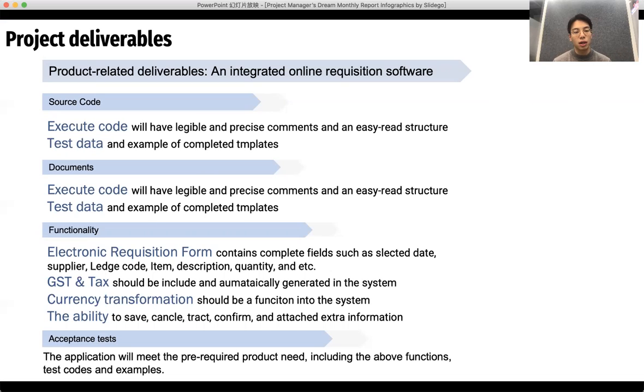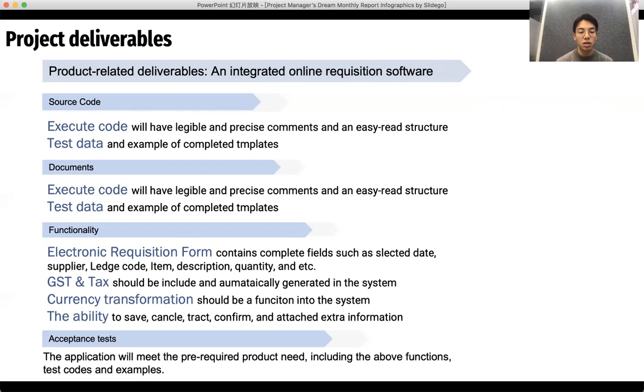The documents in the product deliverables include executable code and the functionality such as the electronic requisition form, which contains complete fields such as selected date, suppliers, list code, item description, quantity, etc. This part will give you much more information in the later part.